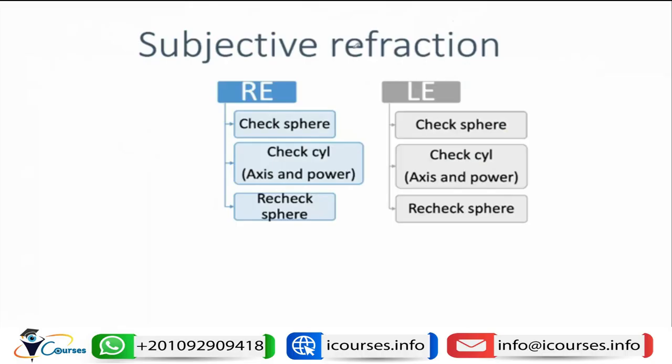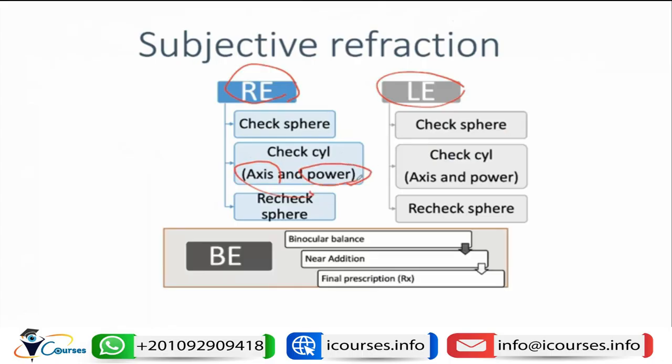When we are doing subjective refraction of a patient, we correct each one of the eyes separately. So we check the sphere, then we check the cylinder, and by checking the cylinder, we mean that we check the axis of the cylinder and the power of the cylinder. Then we recheck the sphere by the duochrome test. Then for both eyes, we do what's called the binocular balance and do the near add if it is needed. And finally, we write the final prescription. So these are the steps of the subjective refraction of a patient.